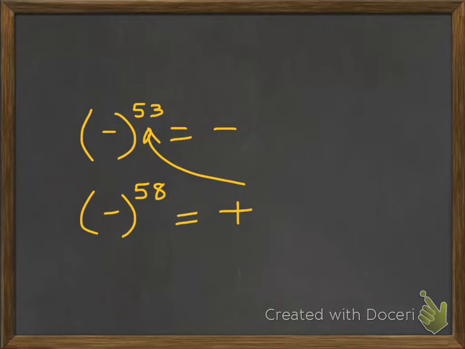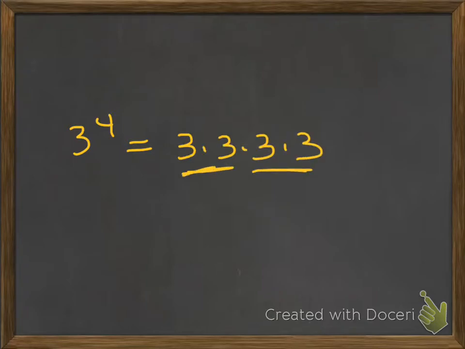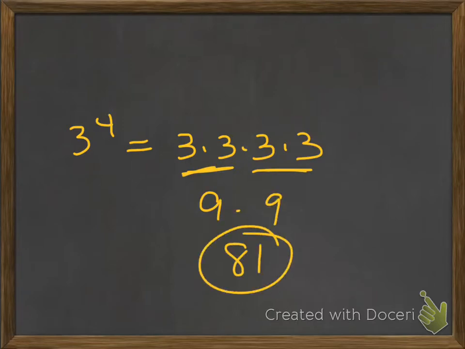Okay, so if I had 3 to the 4th power, you can just know that that's 3 times 3 times 3 times 3. And so that's 9, right? And that's another 9. So 9 times 9 is 81. Okay? That's not hard at all.